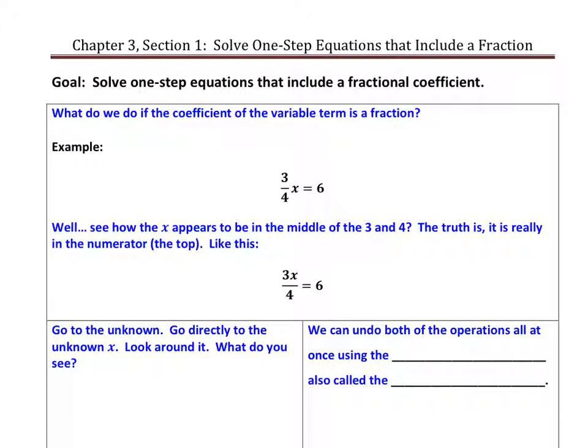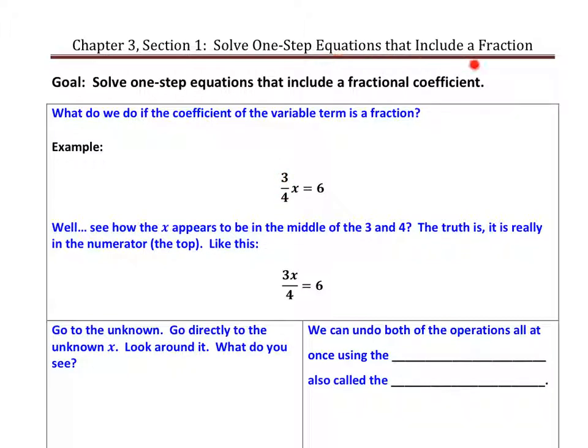Hi guys, this is a very short video that I'm just getting around to making. It is part of Chapter 3, Section 1, Solving One-Step Equations, and it's a very specific type of problem where the coefficient here is a fraction. And that coefficient, remember the word coefficient, that is a number that is right in front of and multiplying a variable. So in this example that we're looking at, the coefficient is a fraction, it's 3/4.